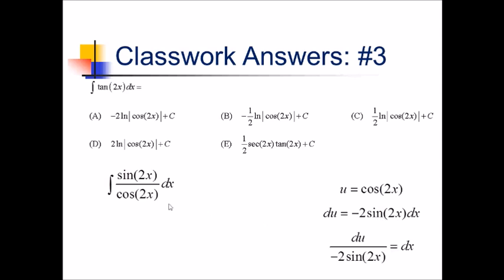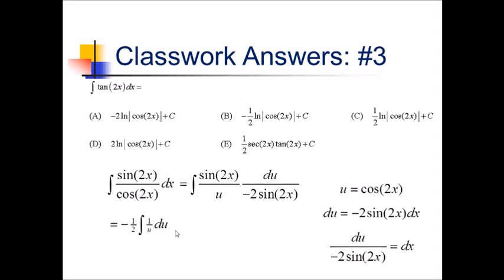Now let's go back and use some substitution. So I'm going to write this as sine of 2x over u times du over negative 2 sine of 2x. And now the sine of 2x's are going to cancel out completely. We've got a negative 1/2 hanging around, and we also have a 1 over u or a u to the negative 1 power, however you want to write that.